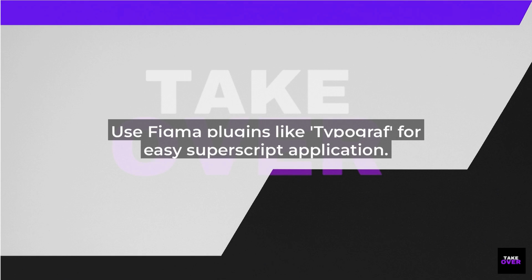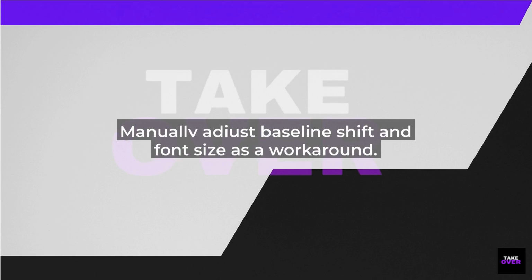Step 3. In the right-hand Properties panel, look for the text options. Figma doesn't have a direct Superscript button yet, but you can use the Advanced settings or a plugin. Head to the Figma community plugins and search for Superscript or Text Formatter. Install one like Typograph if needed. It's super easy and free. Once installed, select your text and use the plugin to apply Superscript.